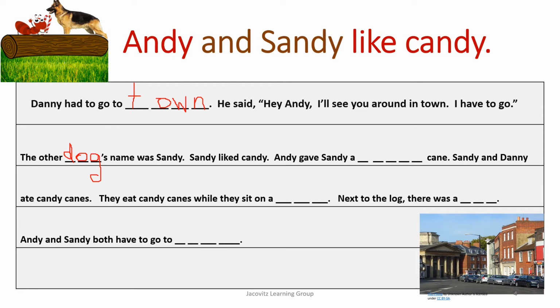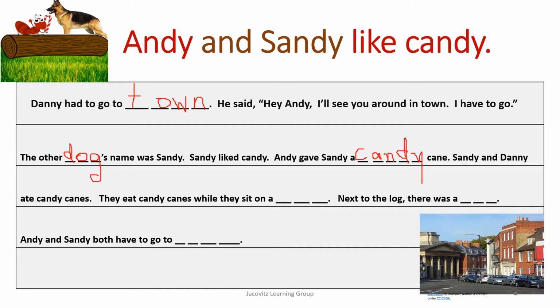Candy cane. So let's try candy. C-A-N-D-Y. Don't think you're candy. There we go. It's too small. Okay, so candy. Sandy and Danny ate candy canes.